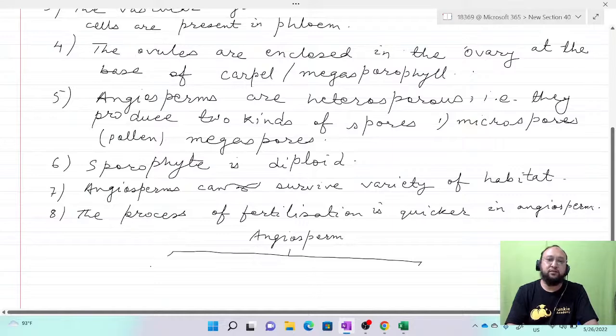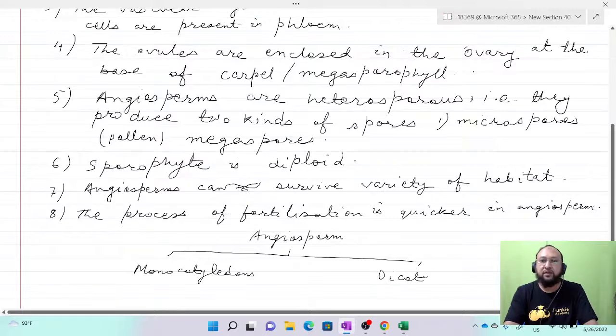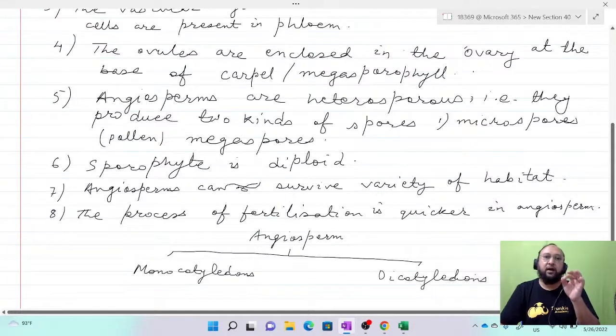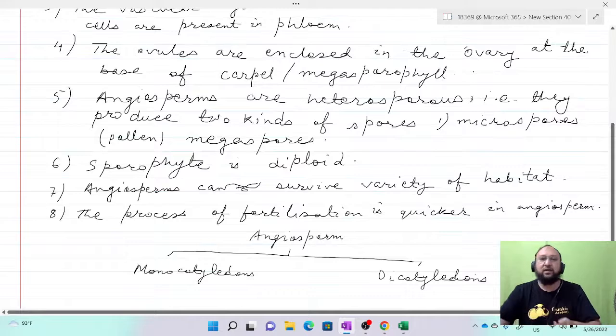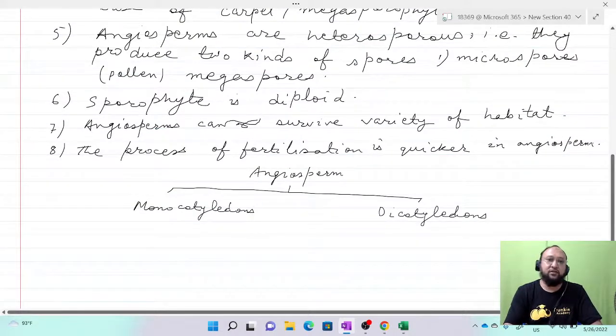So the first one is the monocotyledons, and the second one is the dicotyledons. Remember that monocotyledons means the plants which bear fruit with seeds that have only one seed leaf. That means the maize, or maize grain, bears only one seed leaf. So that is called monocotyledon.